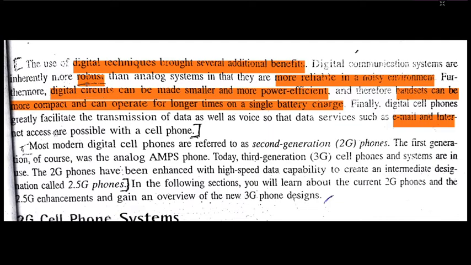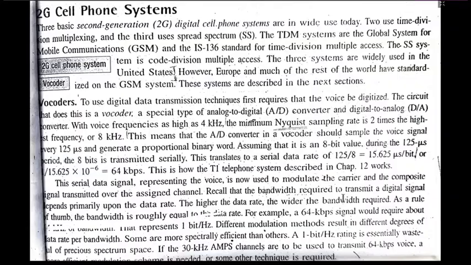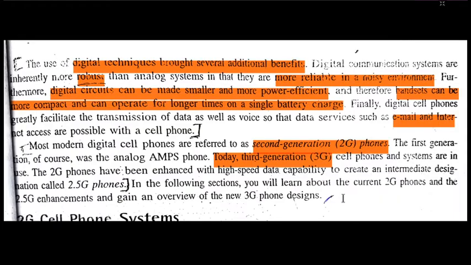Anyway, the modern digital cell phone refers to the second generation. The first generation was definitely AMPS, but today the well known one is the third generation. And I think when this book was written, the third was the latest. Nowadays we are hearing about the fifth generation. Maybe when you reach your prime age of 40s, fifth generation will be a part of society.